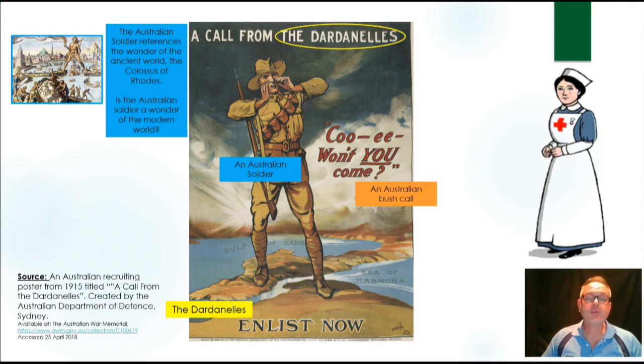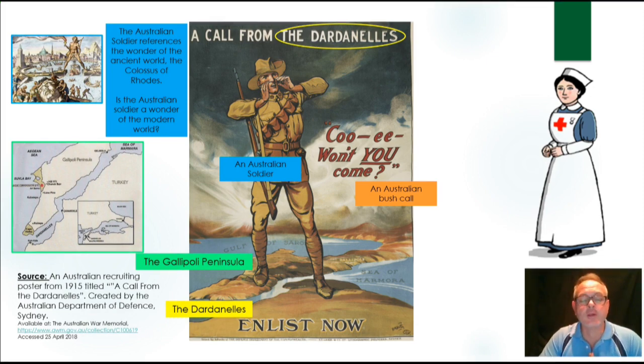Cooee, won't you come? Cooee is a bush call. Here we have the Australian going, Cooee, calling out to his mates, inviting them to join with him, because this is an enlistment poster, a recruiting poster, encouraging other young men to join up and go and fight for Australia, or Britain perhaps, in Europe against the Turks.